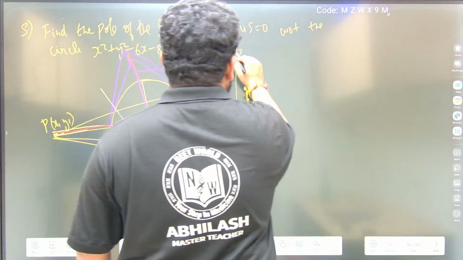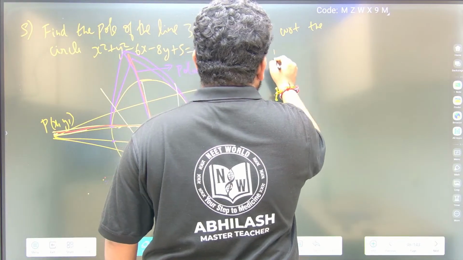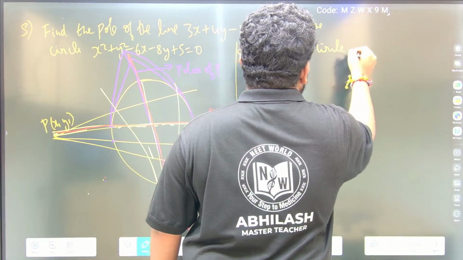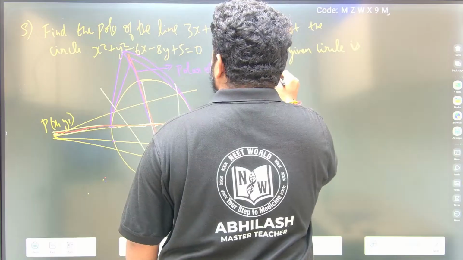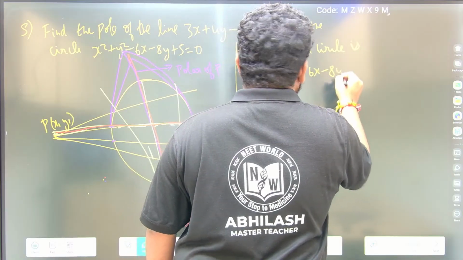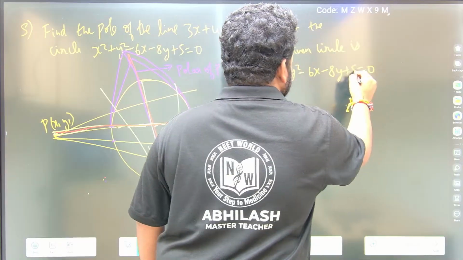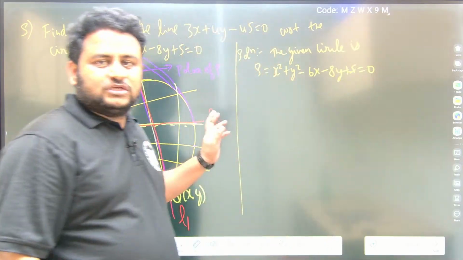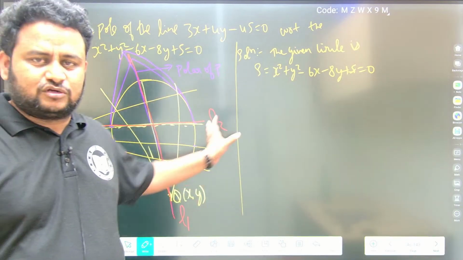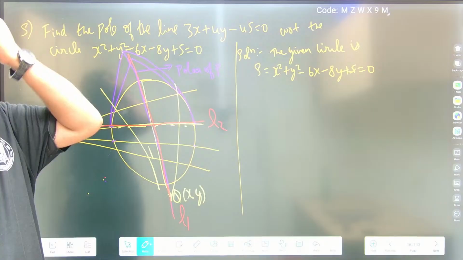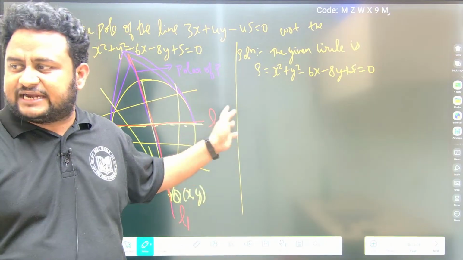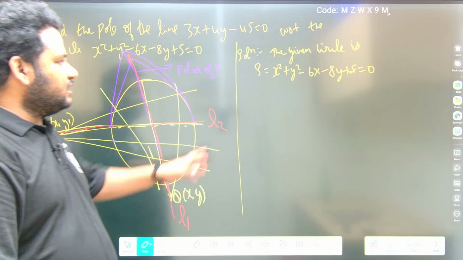So, solution. The given circle is S equals x square plus y square minus 6x minus 8y plus 5 equals 0. Actually they will ask about conjugates. They will give that the two lines are conjugates of each other, with some condition, and ask you to find something, like the value of k. We will see that in the next question, including the condition for conjugates. Clear? Now let us solve this question.